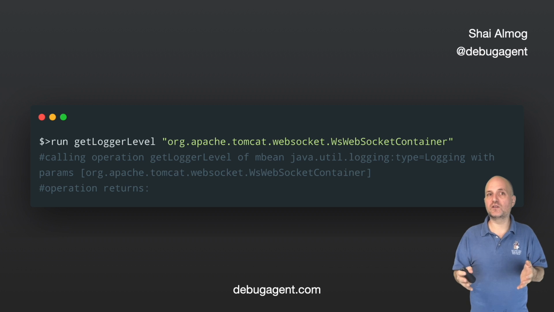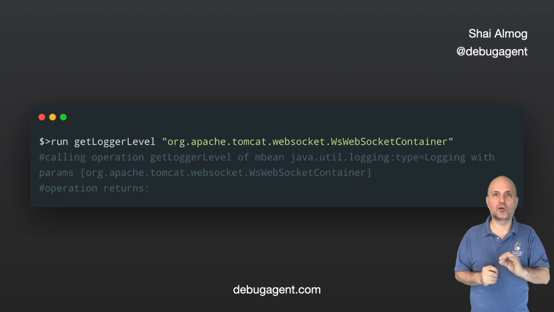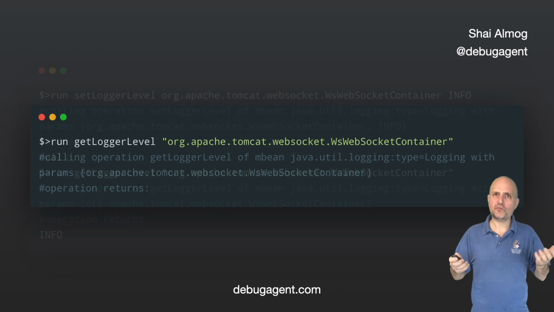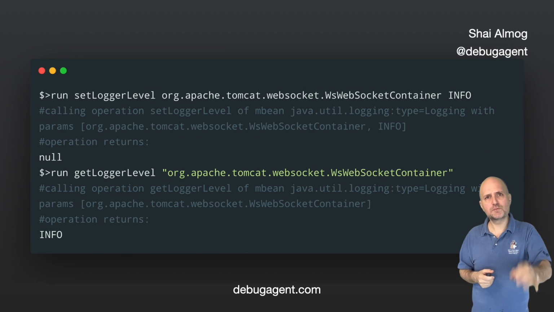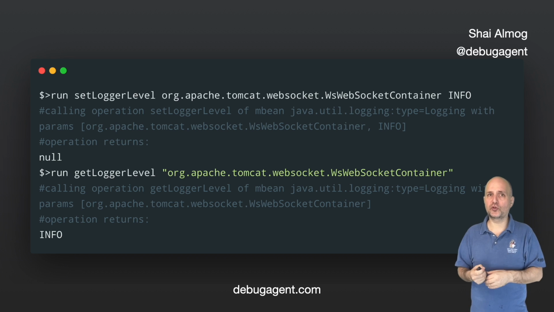The following code is equivalent to invoking the getLoggerLevel method. It looks like I snipped the bottom of the response, but I didn't. The bean doesn't have a logger level set, so it returned nothing. Let's fix that. I can explicitly set the log level to info and then get it again to verify that the operation worked as expected using this code.